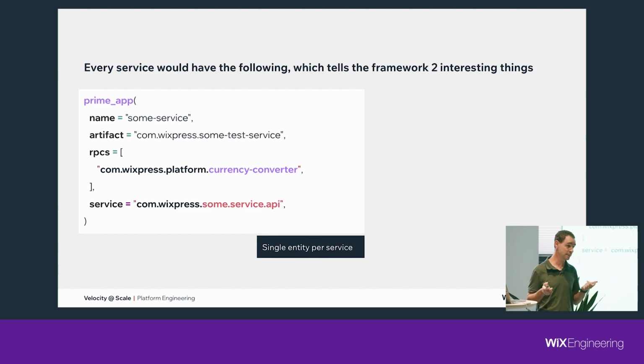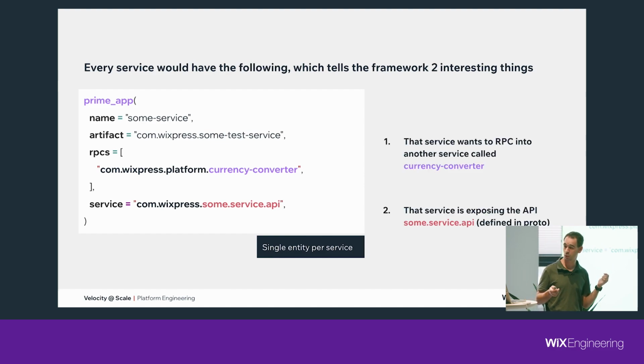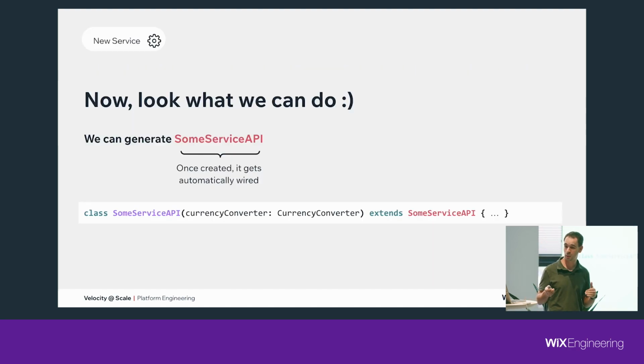And this is one. Second, I have this service equals some service API. It means that my service will implement the contract some service API, which was defined in protobuf. Okay, so this is the metadata about my service. This is, for the sake of example, everything that I need to tell the infrastructure. And now let's see what we can do just with this information.